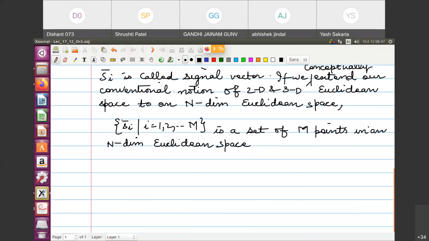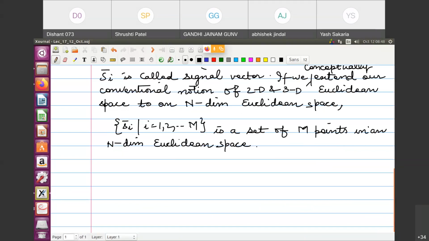It is quite obvious because each of them is an n-dimensional vector. Each Si bar has n elements, and in total there are m of them, so we can assume that these are m points in an n-dimensional Euclidean space.